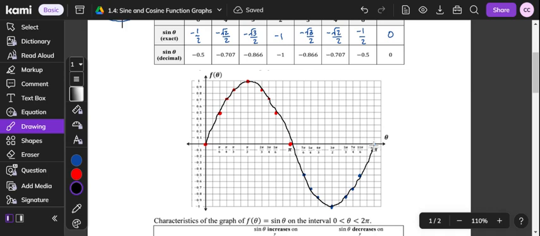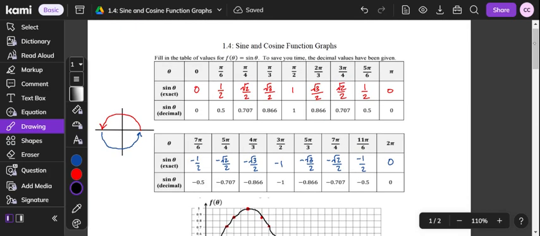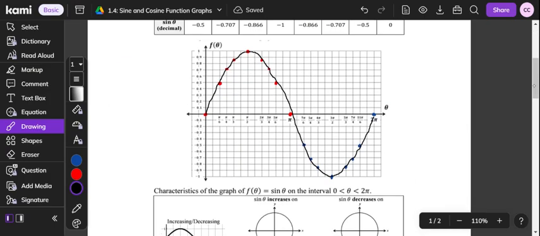Now, the reason it makes a wave is because as the angle continues around the circle, we start at sine of 0, which is 0. We go up until we hit 1, and then we go back down till we hit 0. Then we continue down till we hit -1. We go back up until we hit 0 again. That makes a wave pattern like this.